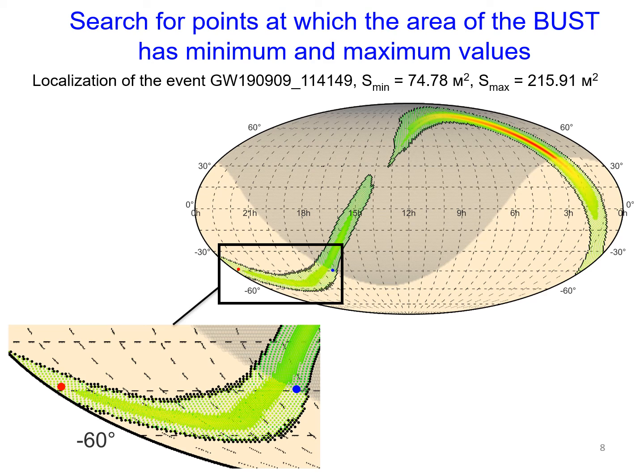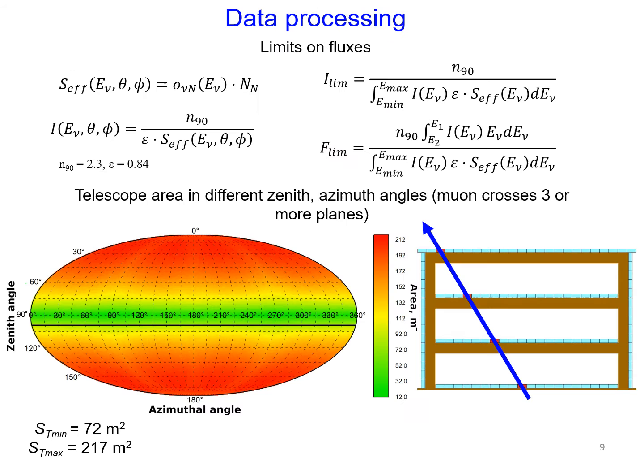The search for points at which the area of the telescope has minimum and maximum values is shown on this slide. The bottom left of the slide shows the overlapping region, in which the blue dot is the point at which the area of the telescope has minimum value, and the red dot is the point where the area has maximum value. We use the area of the telescope to calculate limits on fluxes. We calculate limits using these expressions.